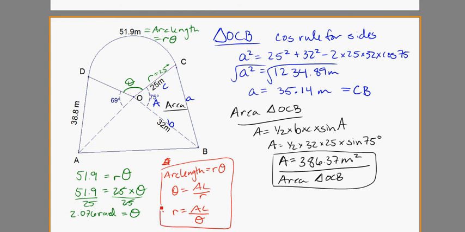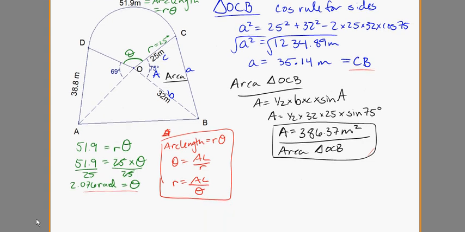Okay, so we have now found three things. We've got the length of one side, CB. We've got the area of one triangle here. We now have an angle for the sector. So we can potentially find a bit more information. We can find the area of the sector, and we know that formula. So let's go for that one.